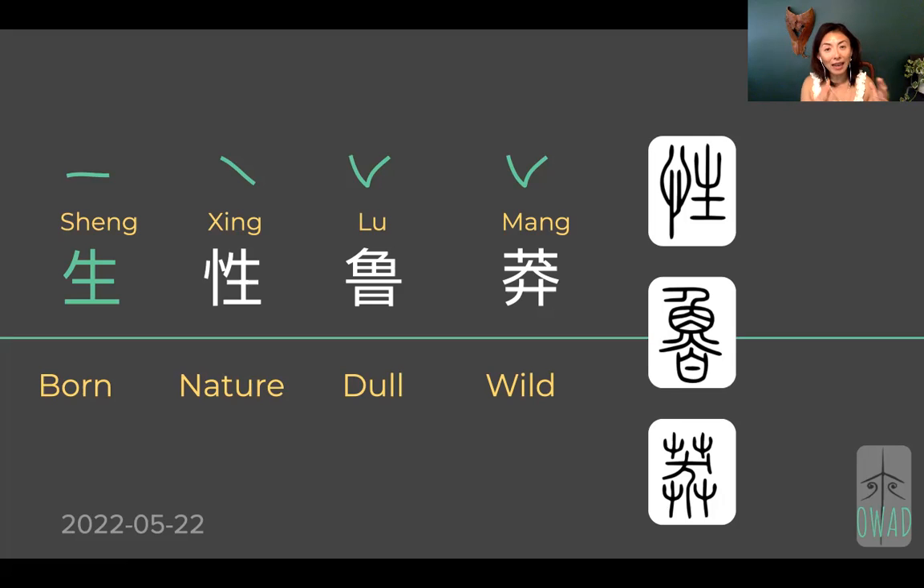Sharp in English also means something intelligent, somebody quick, right? And 鲁 is the opposite of that. It's something dull, almost like not sharp-edged but dull-edged, something not really cutting quick. So that's the sense of 鲁. 莽, okay, came from this.